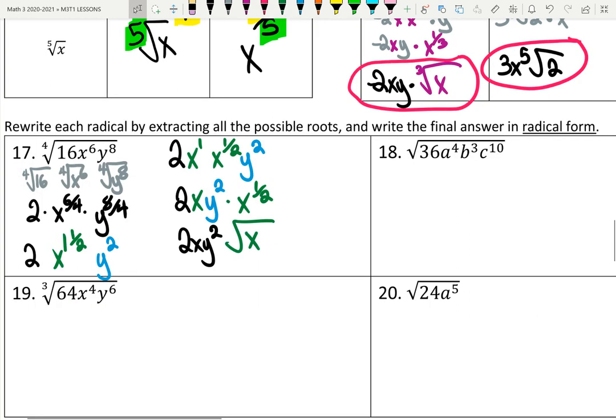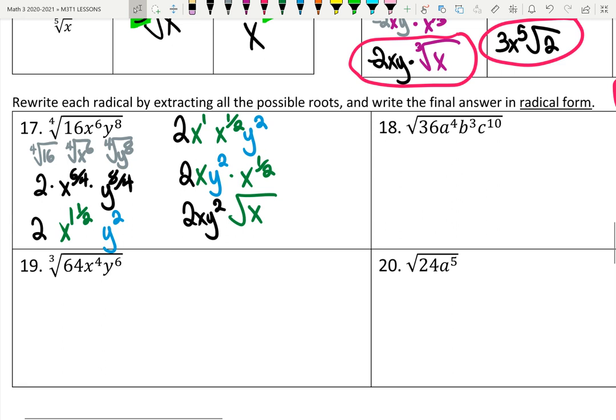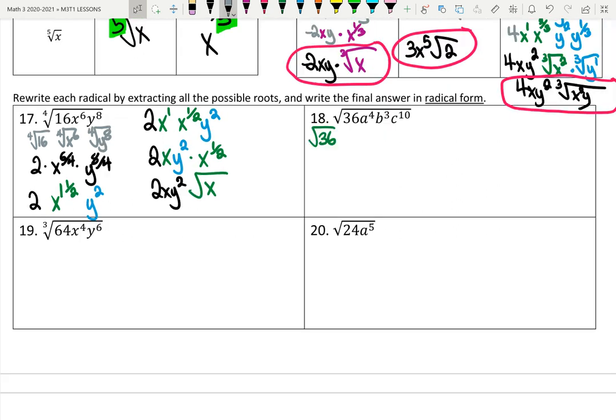Number 18 is very similar. Take the square root of 36, the square root of a to the 4th, the square root of b to the 3rd, the square root of c to the 10th. Well, I know that the square root of 36 is going to be 6. This is going to be a to the 4 over 2. This is going to be 3 over 2. And then this is going to be 10 over 2. Again, simplifying, it's going to be 6a squared.